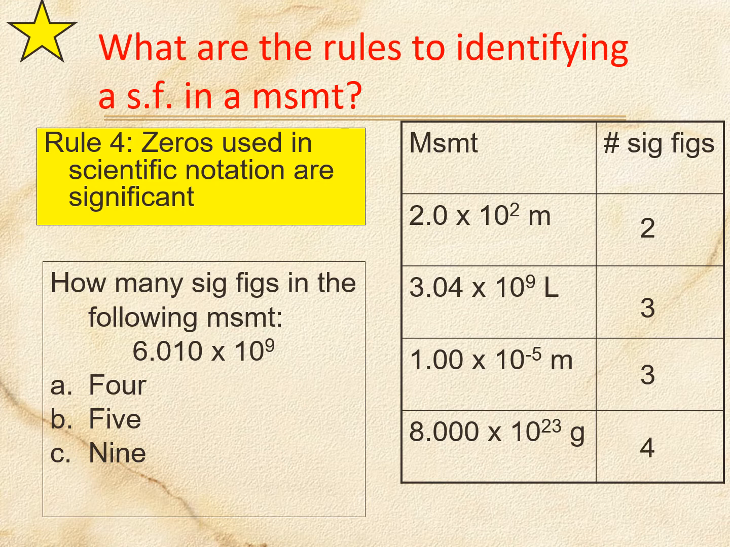How many sig figs in the following measurement? 6.010 times 10 to the 9. If you think the answer is A, you are correct. 4.